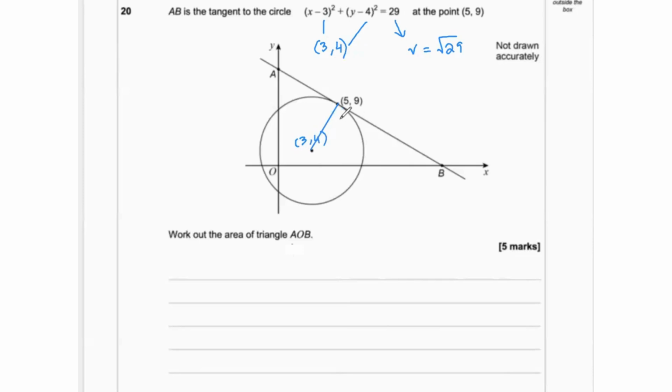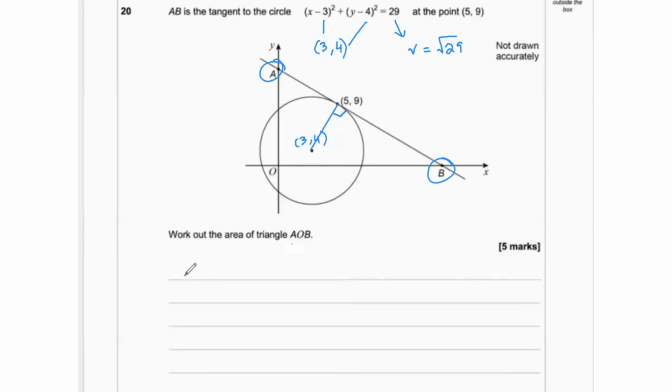Since AB is the tangent, your radius is always at 90 degrees with the tangent, which means whatever the gradient is of this radius, we can use that to find the gradient of the tangent. And then using this point, we can figure out an equation. And then using that equation, you can figure out what A and B coordinates are, which will further help us in figuring out the area of triangle AOB. So let's start with first finding the gradient of the radius.